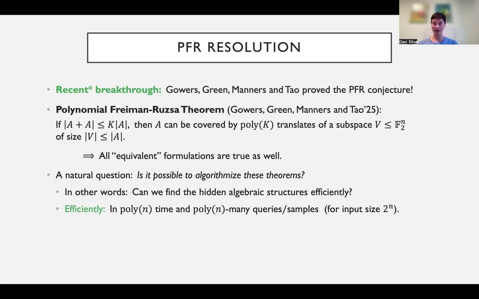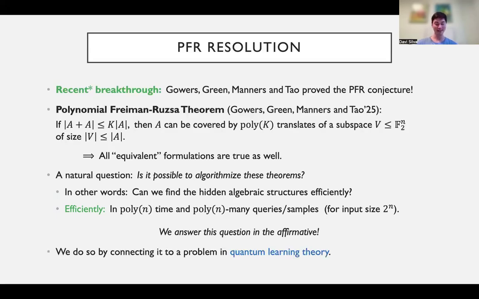It will be a subset, so the indicator function of a set will have size 2^n, or it will be a bounded function f that has a value for all 2^n possible points. But we want to find it in time poly(n), so polylogarithmic in the size of the input. And what we did is essentially that we answered this question in the affirmative. But the most interesting thing is that we did so by connecting it to a problem in quantum learning theory that I want to talk about now.